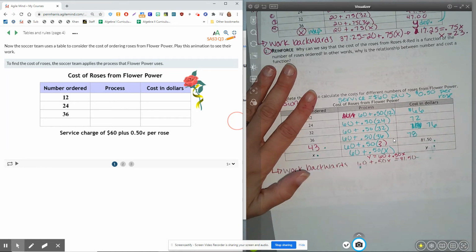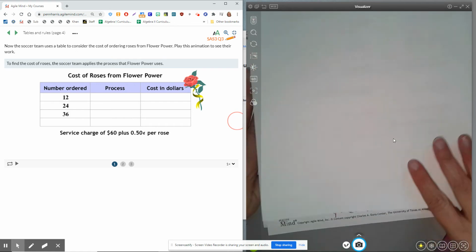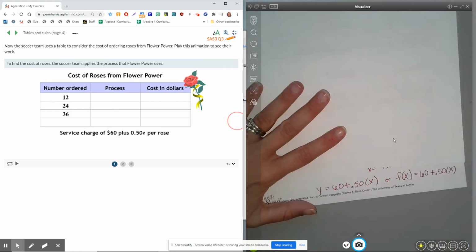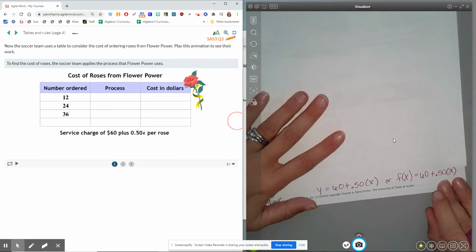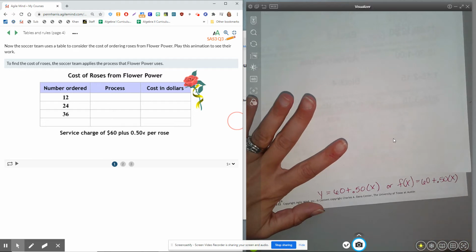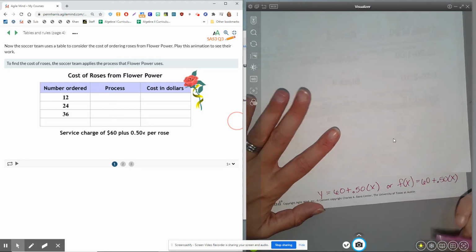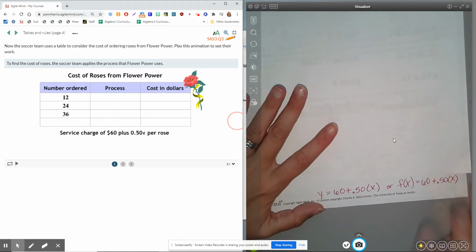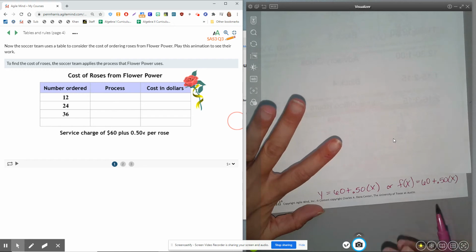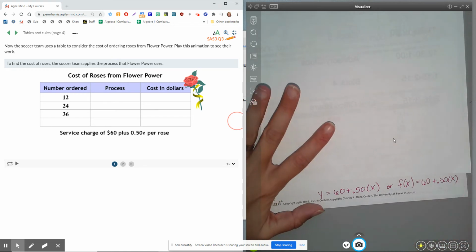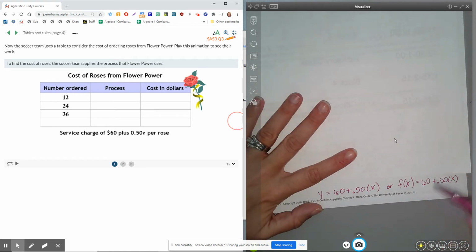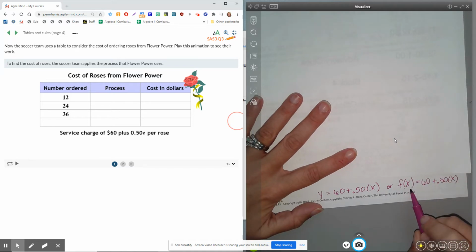Now, something I want to take note of. Again, this is that equation I just came up with. We are going to call both the Roses Are Red and the Flower Power a function. And in a little bit, you guys will sit and think about why they are actually a function. But another way we can write this is f of x, the function of the number of roses from this specific company.